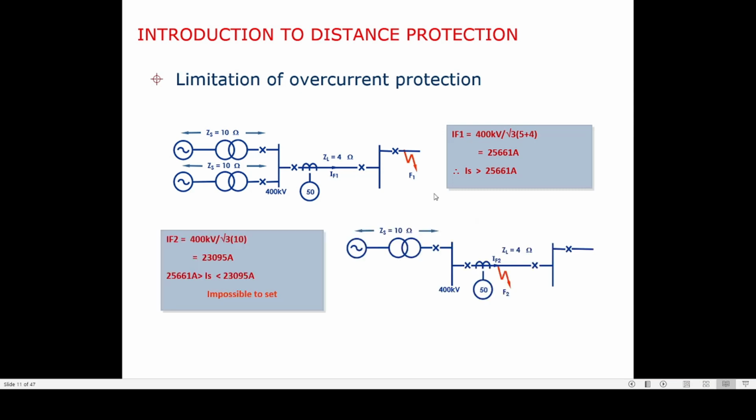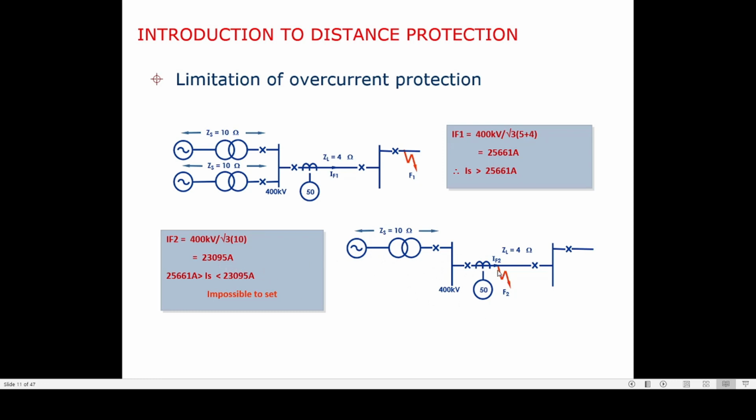Now consider case 2, in which one of the generators is out of service and the fault is inside the transmission zone, or inside this transmission line. One of the generators may be in shutdown, or the generator is not present. Suppose only one generator is there. Then what happens? In this case, the fault current will be 400 divided by root 3 and the impedance up to this point, and this impedance is 10. So this will now be 23.09 kiloamperes.